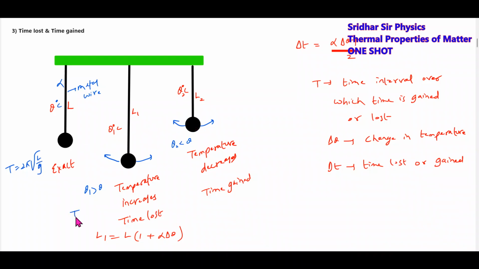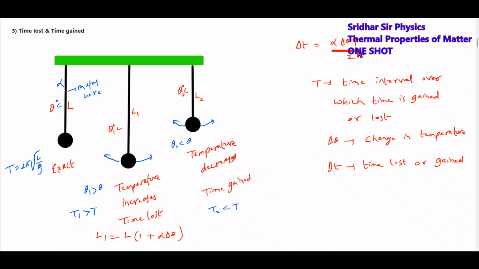Here, the time period T1 will be greater than T. Here, time period T2 will be less than T. Then the time will be gained here. Then the interval of time that is lost or gained, the formula is alpha, change in temperature, and an interval of time. This can be 1 day, 1 hour, 1 second, or 1 minute. What interval of time? Time interval over which time is gained or lost.